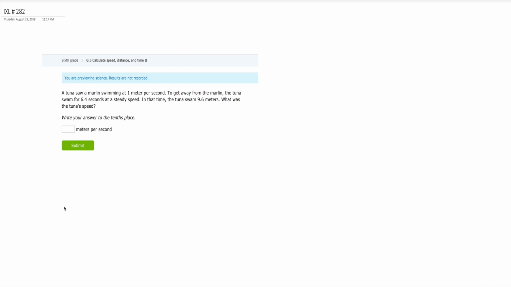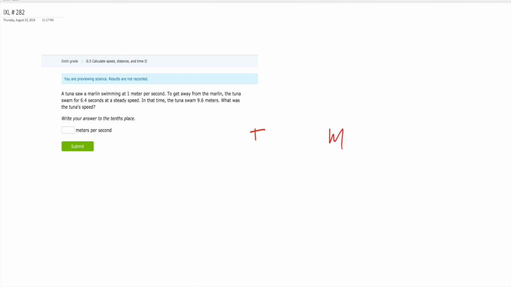All right, so a tuna saw a marlin. So here's the tuna. Here's the marlin. And the marlin is swimming at 1 meter per second. And to get away from the marlin, the tuna swam for 6.4 seconds at a steady speed. And in that time, the tuna swam 9.6 meters. What was the tuna's speed?